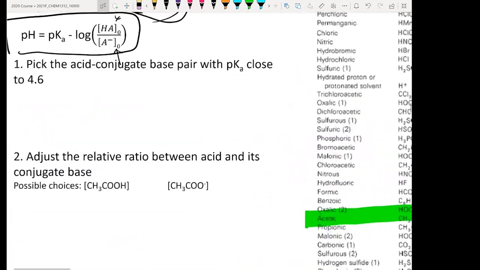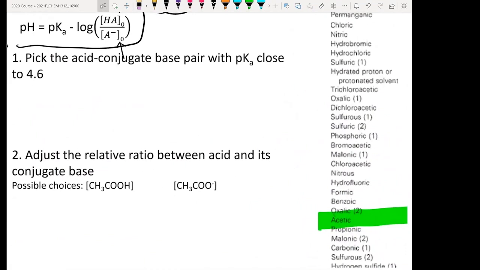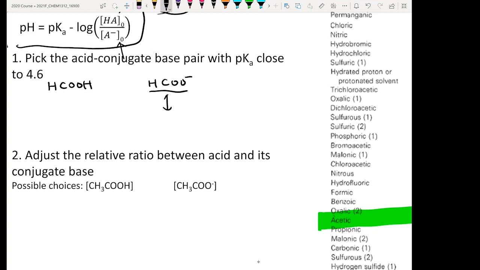Therefore, you pick the conjugate acid-base pair based on their pKa. So we know we want to pick HCOOH and HCOO minus. Typically, the source of HCOO minus will come from the salt. So typically the thing you're going to buy is something like this, the conjugate base with a sodium type of salt. Then you can control the concentration of this very well.